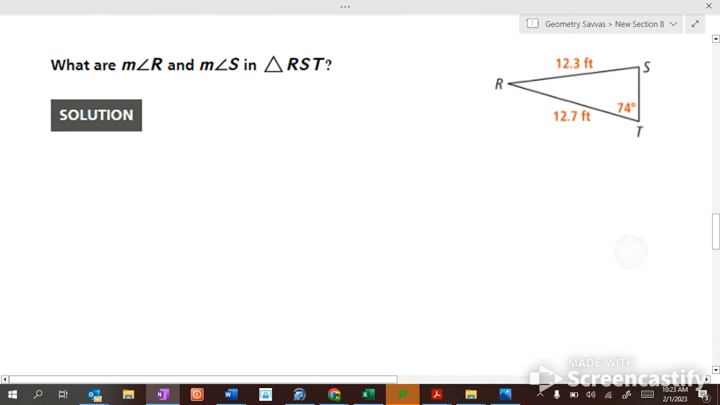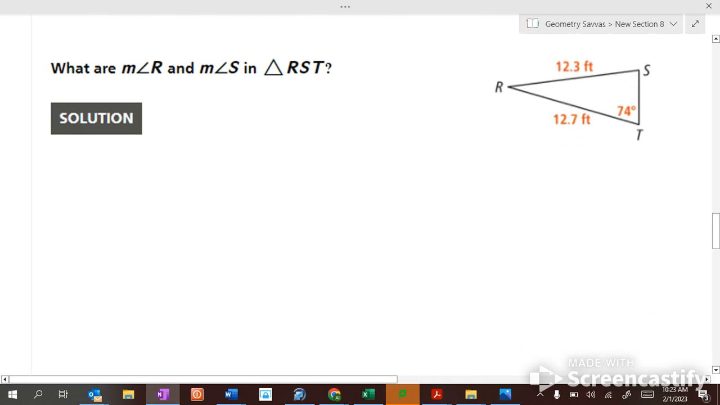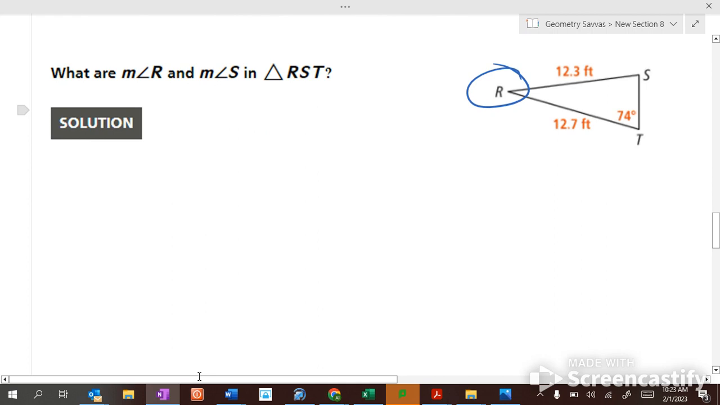Okay. Now, here's where it gets just a tiny bit more difficult. Just tiny, not much. When we're figuring out angles, I want to figure out R. Can I figure out R? I don't have its opposite side. Nope, can't figure out R. Can I figure out S? Do I have its opposite side?